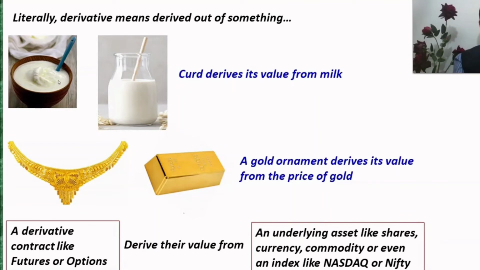So for that matter, a derivative contract like a futures or options also derives its value from an underlying asset. Here the underlying asset is milk or gold, but that underlying asset could be a share of a company, it could be the currency of a country, or it could be a commodity, or even an index like Nasdaq or Nifty or the Dow Jones.